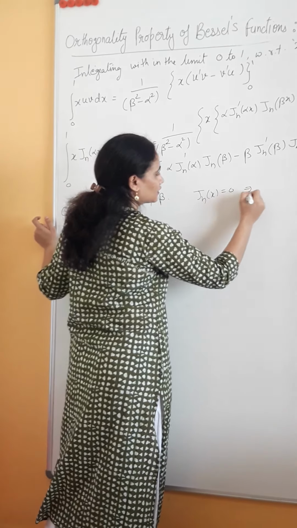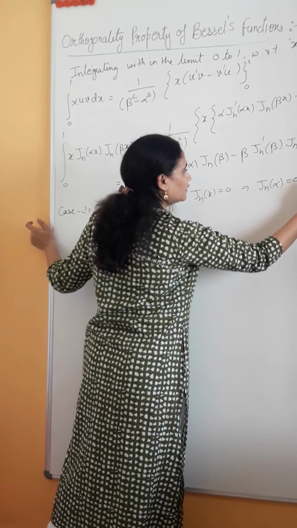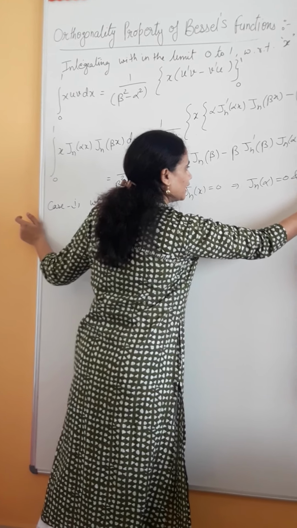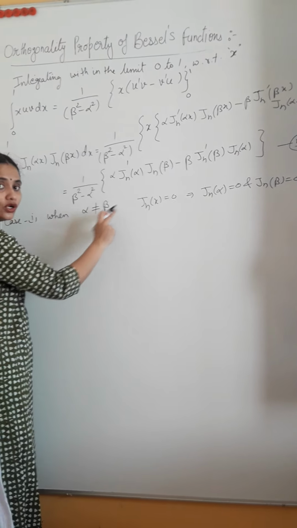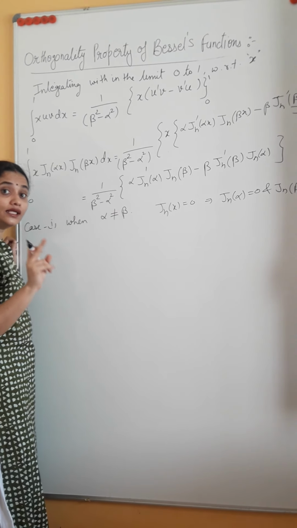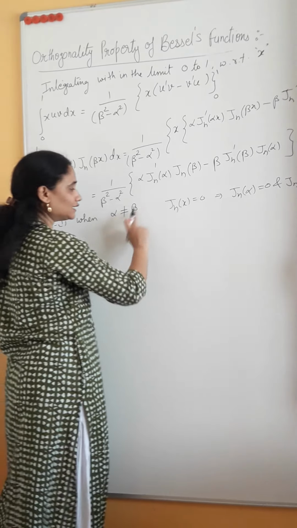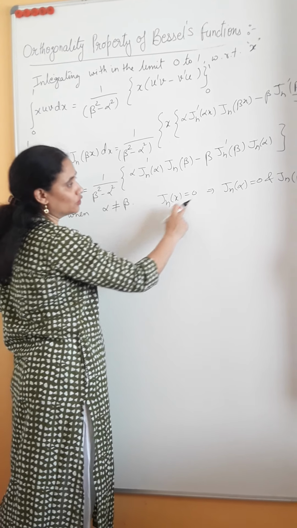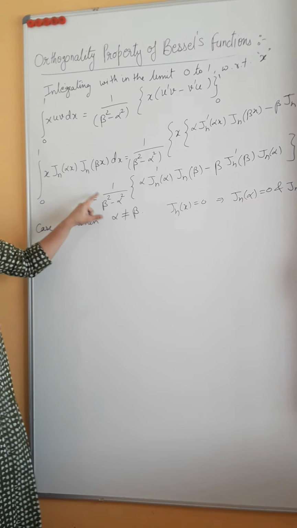So that means J n alpha is 0 and J n beta is 0. How have I written this? Since these are the roots of this equation by the statement of this property, these must satisfy this equation. So I have substituted the value. So we are getting this. Now again check the right hand side.